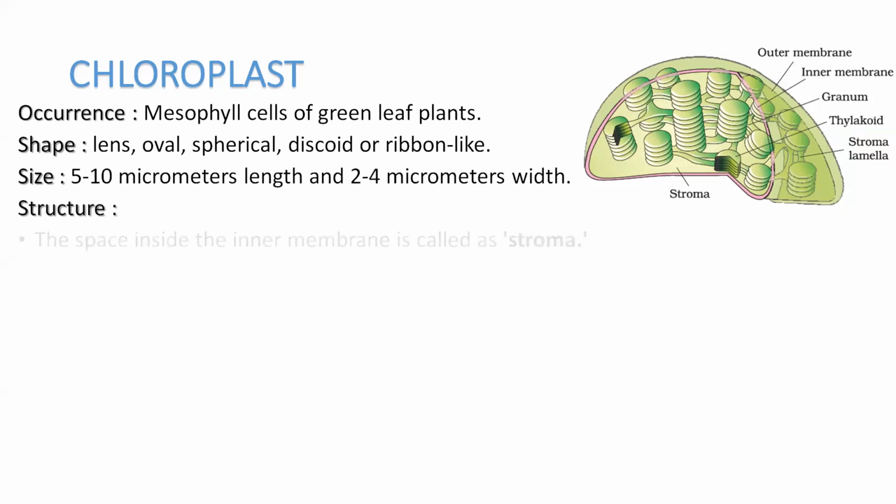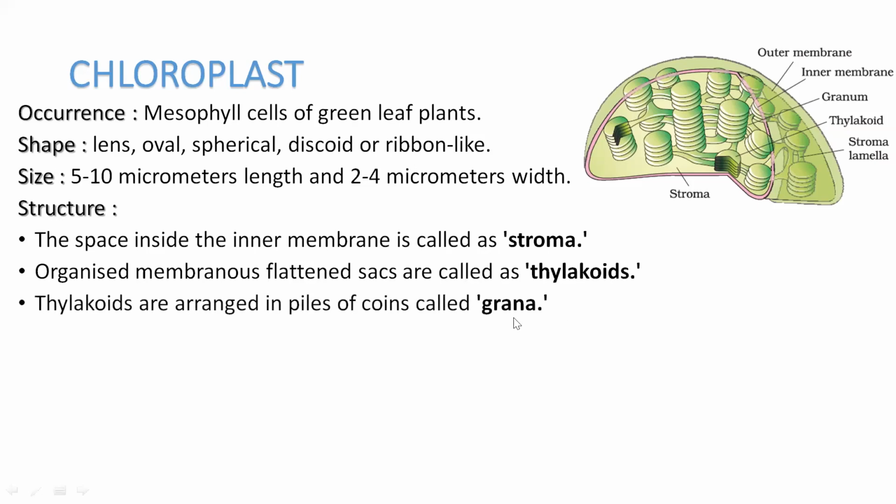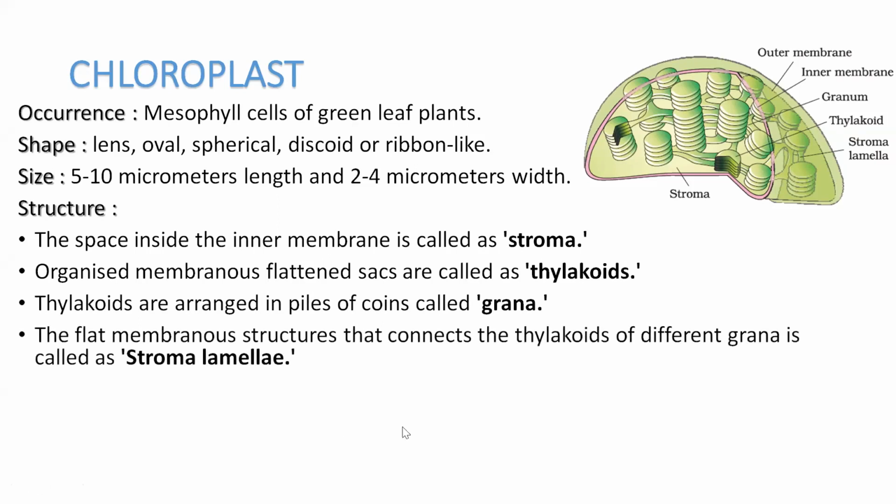Coming to the structure part, the space inside the inner membrane is called stroma, and it has flattened discs called thylakoids. The rectangle cells that we showed are thylakoids, and the thylakoids arranged in groups are called grana or granum, and the flat membrane structure connecting these grana thylakoids is called stroma lamella. The red colored tube that I showed is the stroma lamella.